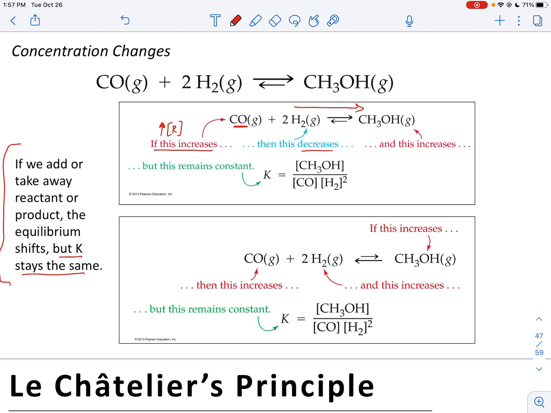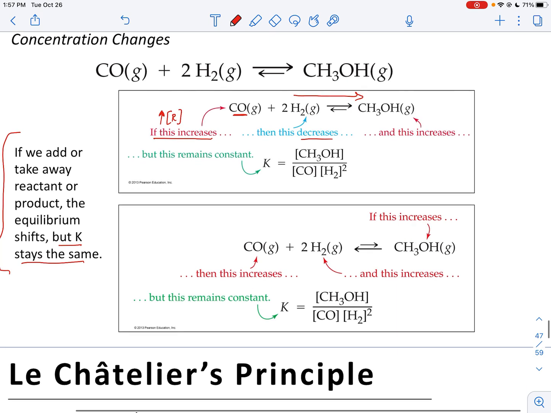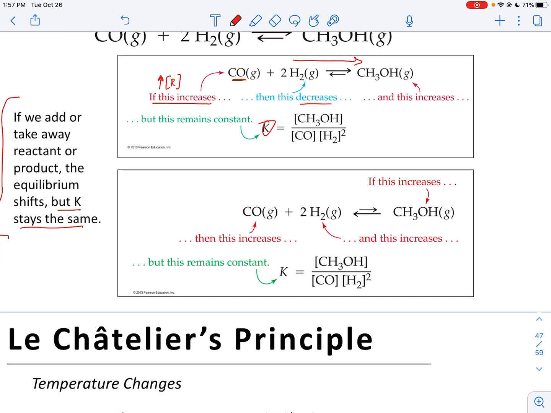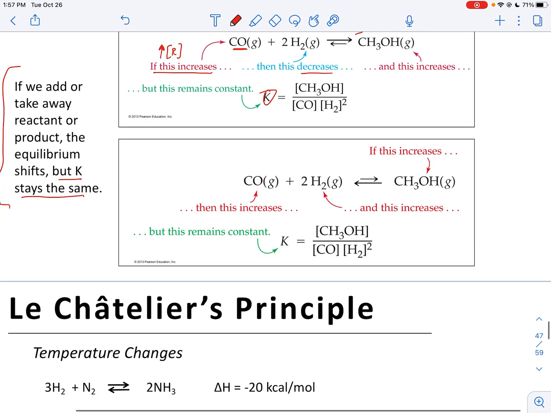So if you increase the concentration of a reactant, equilibrium shifts to the right. But remember, K stays the same. K is a constant. And this is just showing you the equation for K beneath. All right, let's go to the box below. Now it says if this increases.